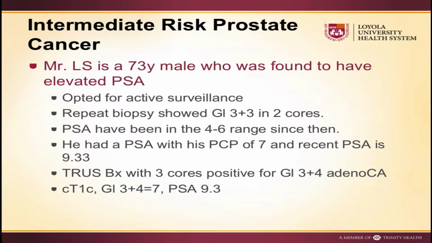So a quick case, this was a 73-year-old patient found to have elevated PSA, had a biopsy with low-grade disease and opted for active surveillance. Within the active surveillance protocol, had repeat biopsy. Gleason stayed at 6. Continued monitoring the PSA, which stayed relatively low in the 4 to 6 range. Then the PSA jumped a little bit to 7, subsequently jumped again to 9, and underwent a repeat biopsy that showed Gleason progression, now with 3+4.